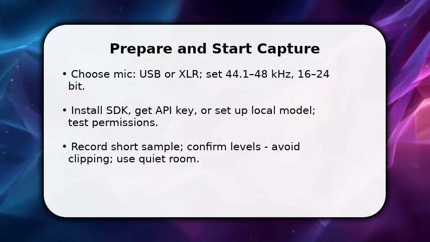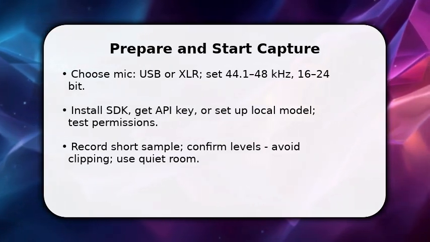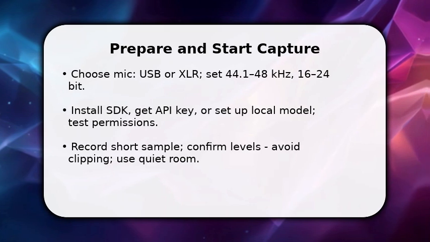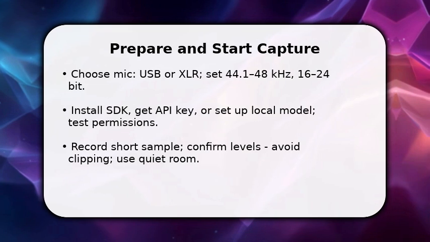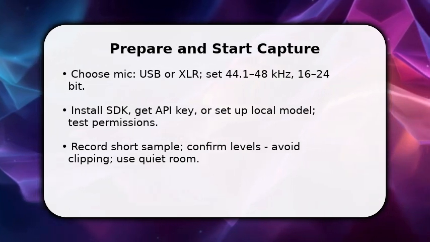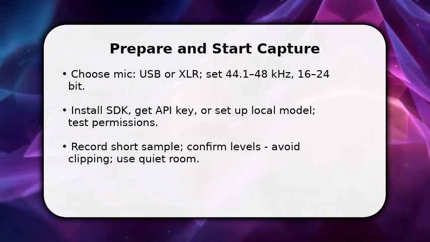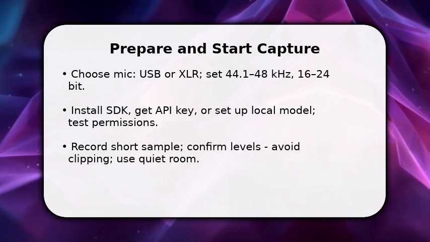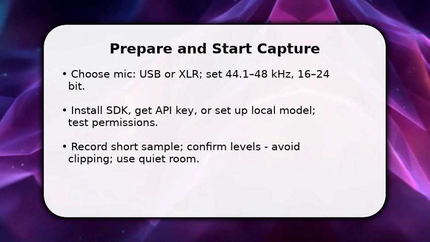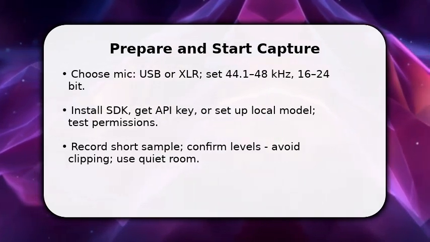You begin by preparing your input and tools. Plug in a quality microphone and set sample rate to 44.1 or 48 kHz. Once done, install the speech SDK or local model and securely store the API key. You should record a 5-10 second sample to check gain and room noise. If levels clip, lower input gain. Make sure your application has microphone permission and that files save in WAV or FLAC for best accuracy.